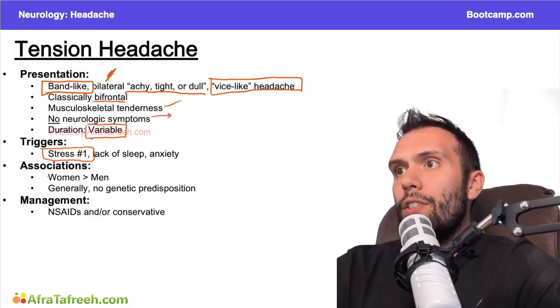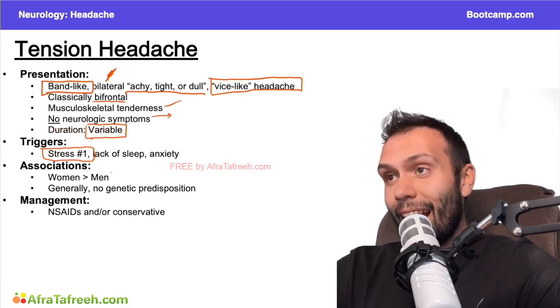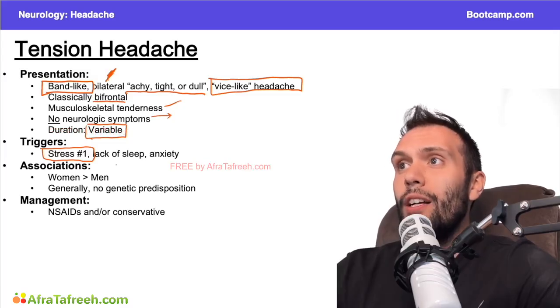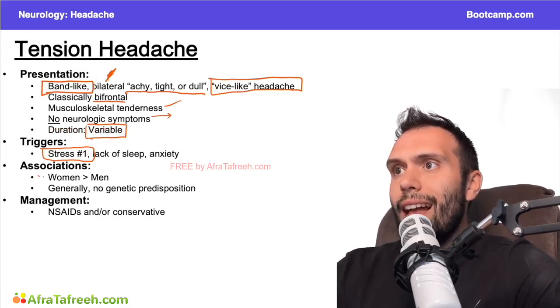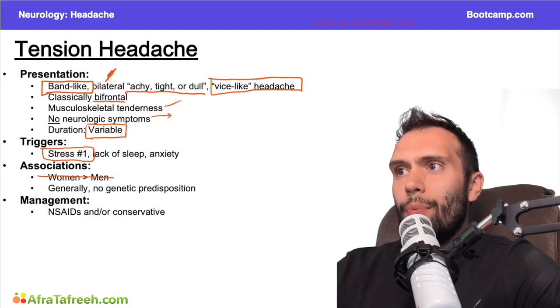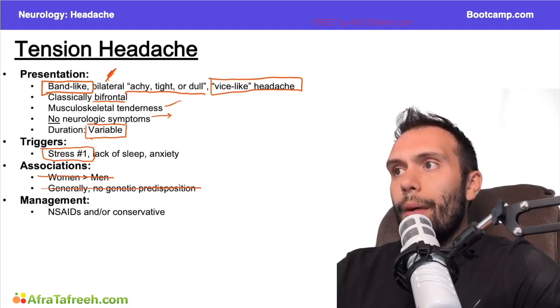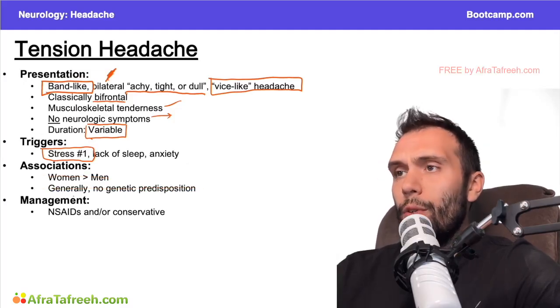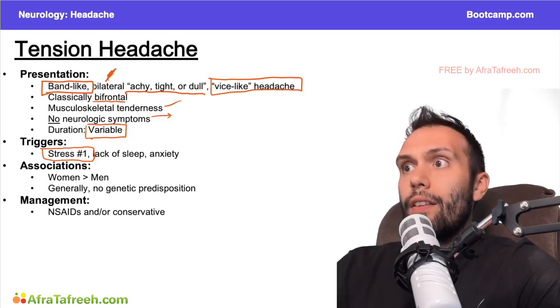And associations: when we're talking about the associations, there are some very specific headaches that you want to know the associations for. Tension headache is not one of those. But I put it on here anyway for your review, though not particularly how you'll remember this. And generally, there's really no genetic predisposition. So the associations are going to be more important when we talk about migraines. But I just put them on here for your review nonetheless, since we're comparing a lot of the similar features between these headaches.